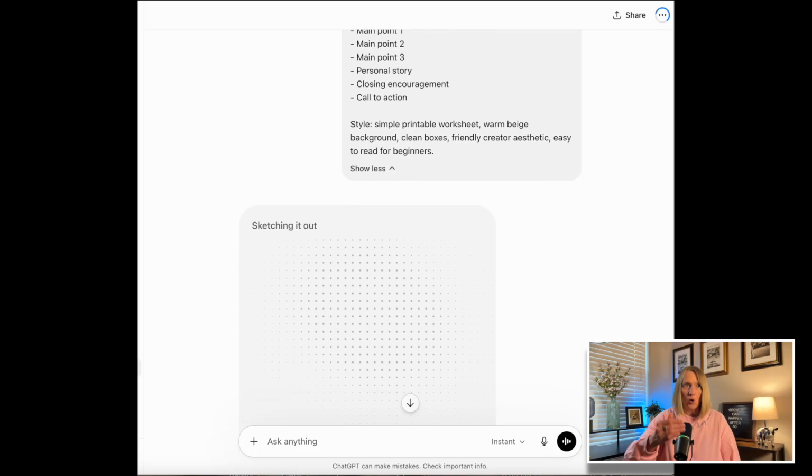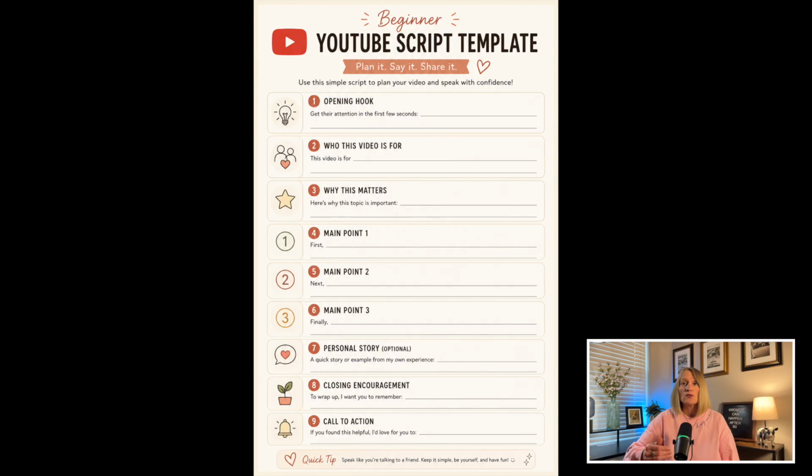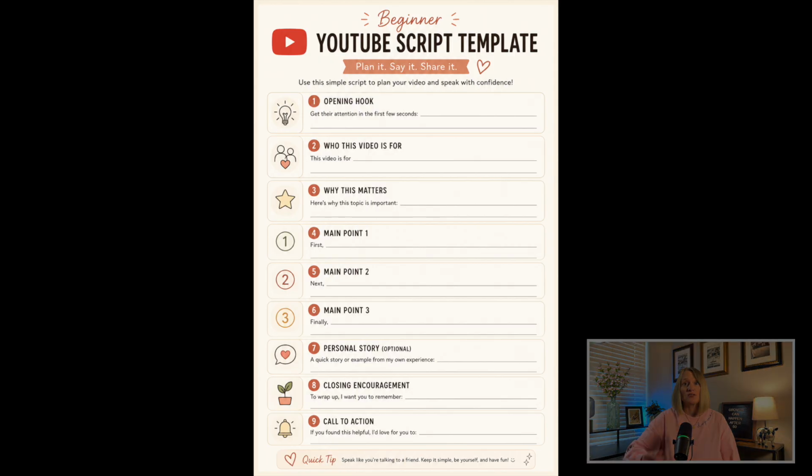when I hit record. So I asked ChatGPT to create a one-page beginner YouTube script template, and it included sections for opening hook, who this video is for, 3 main points, a personal story, and a closing call to action. That is so helpful because it gives you structure without making you sound like a robot. And I love this because your first video does not need to be perfect. It just needs a beginning, a middle, and an ending. Not fancy, just assembled. This could be a freebie, a worksheet, or something you use for yourself every time you plan a video.